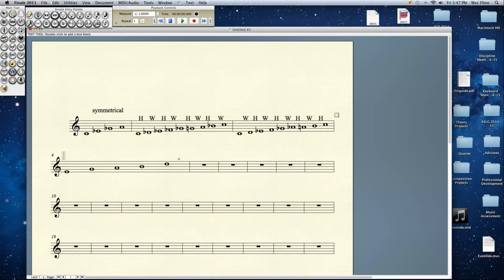So C is 0. C sharp or D flat is 1. What's at 2? That's right, D. Then you go just basically up the chromatic scale. It's a little different than the circle of fifths. But the idea of integer notation here: C equals 0, C sharp or D flat is 1, D is 2, D sharp or E flat is 3, and so forth and so on. So we can convert these into integer notation.